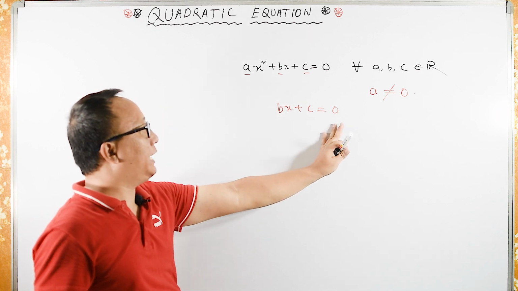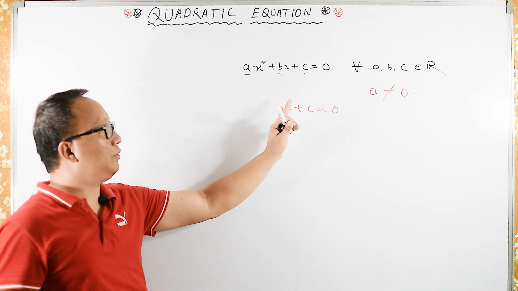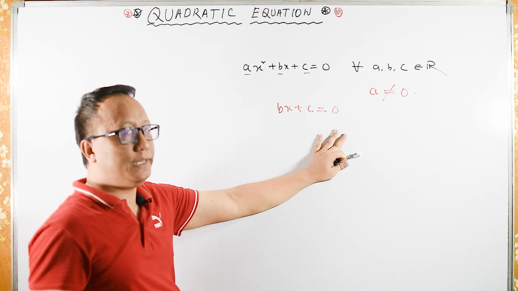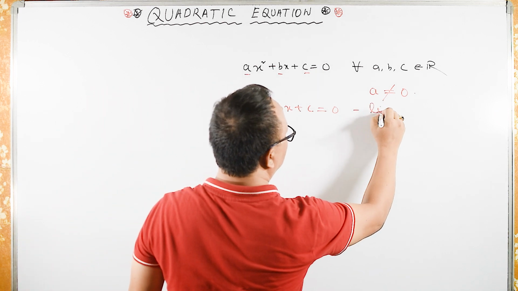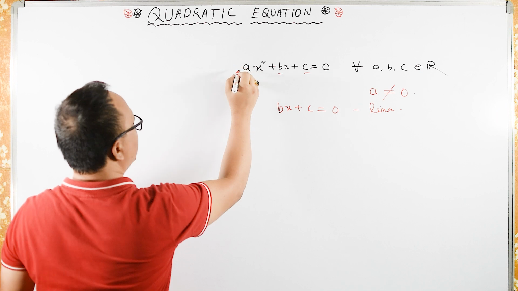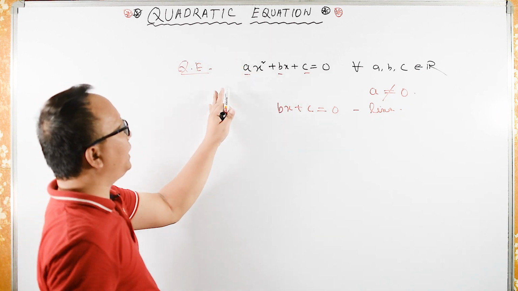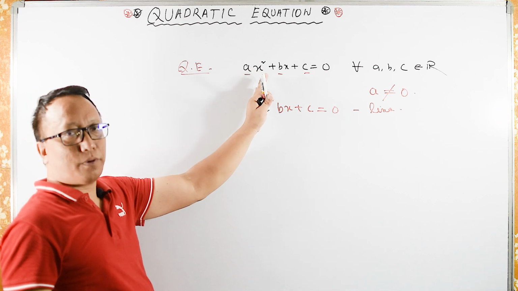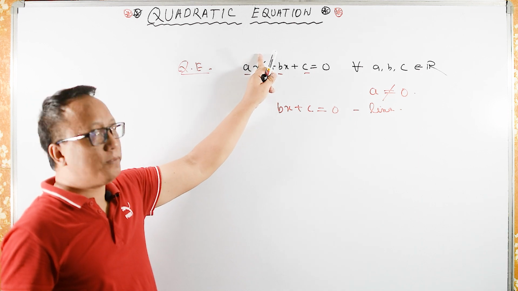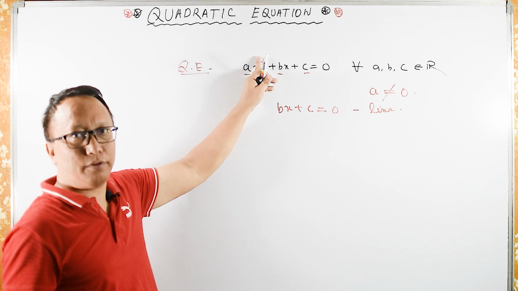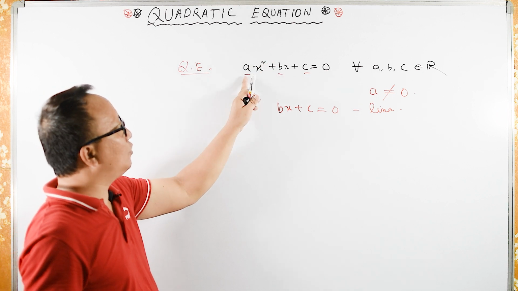In this equation, the highest power of x is what? 1. So, therefore, it is linear. We call this linear, and we call this a quadratic equation. Why quadratic equation? Because the highest power of x should be equal to 2, and the coefficient of the highest power, x², should not be equal to 0.